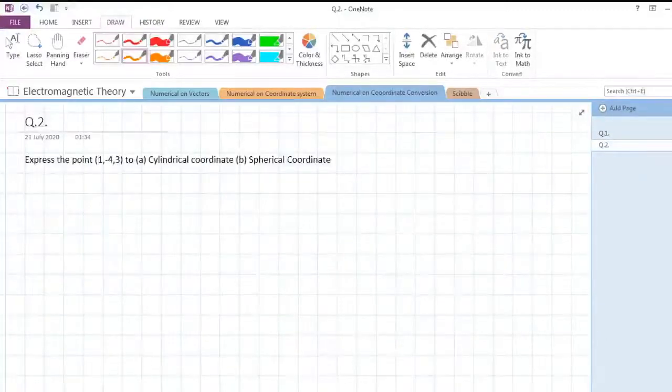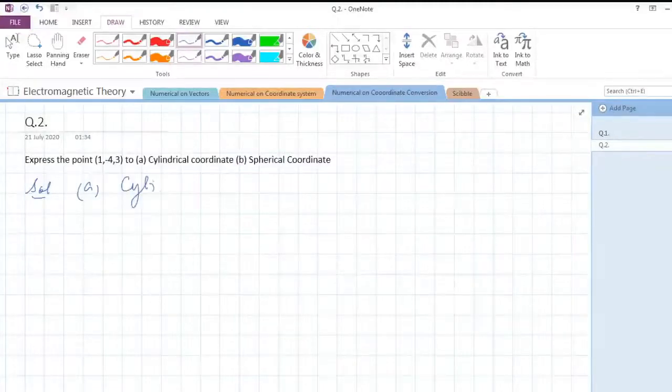Now let us see the second question. This question has only one point, and that point is given in Cartesian coordinate system, and the question says to convert this Cartesian point into cylindrical and spherical coordinate system. So we'll do it one by one. So let's solve part A.